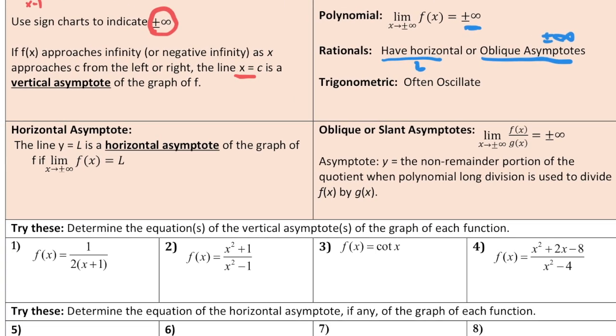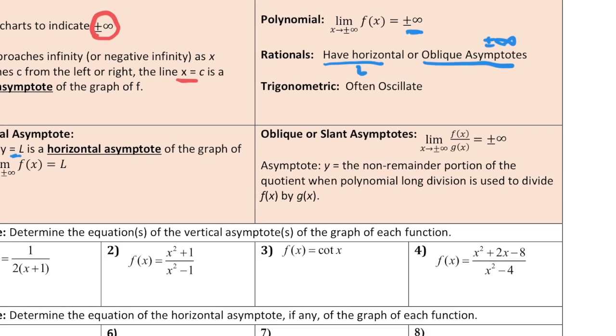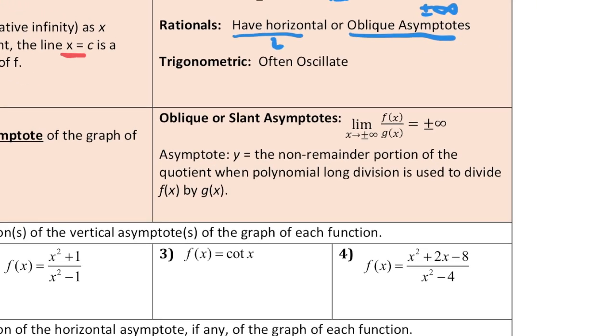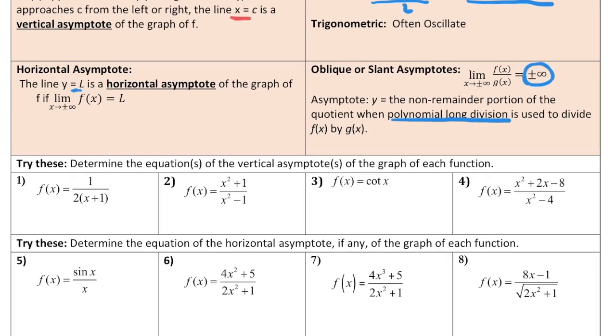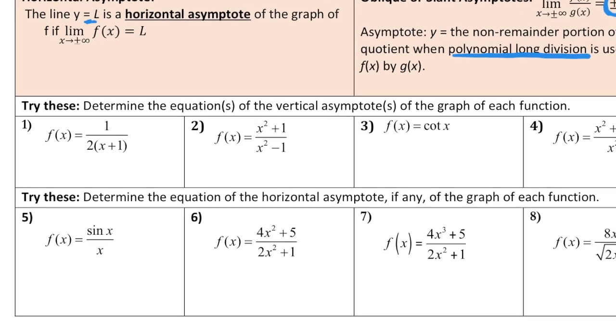So a horizontal asymptote is going to approach L, and this creates a horizontal line at y equals L. For an oblique or slant asymptote, this will end up with a positive or negative infinity as your tail end behavior. And we will use polynomial long division in order to describe the remainder and find our asymptotes.